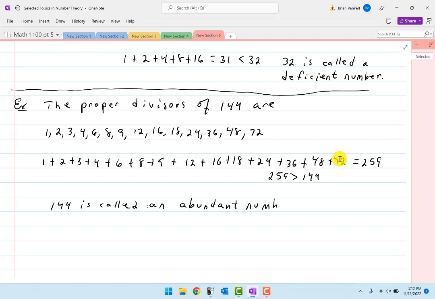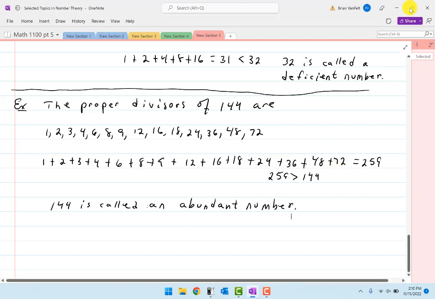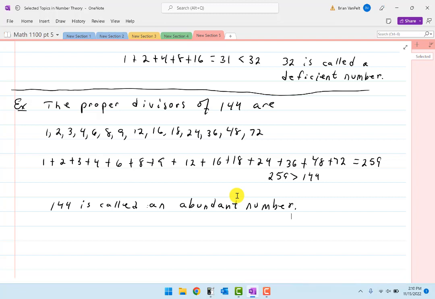The way I think of these is the following. We're going to be deficient if you just don't have enough proper divisors to add up to the number itself. And it's abundant if the proper divisors add up to something more than the original number. So it's got too many divisors in some sense. You can think of the perfect ones as being the Goldilocks kind, just right.